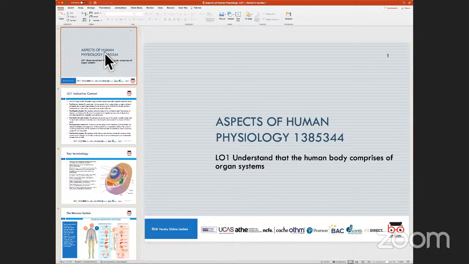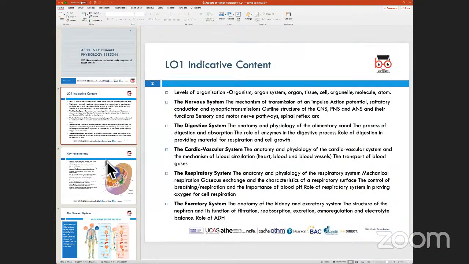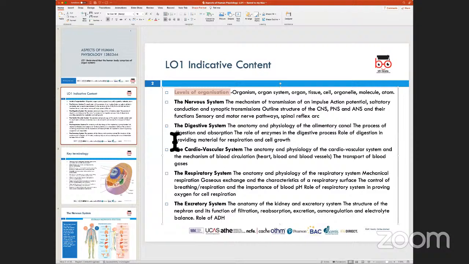Now, if I go into the basics of it, let's start with some of the key terminology to start looking at covering learning outcome 1. In learning outcome 1, we are looking at the bits which are coming from the indicative content, things like the level of organization. So you'll understand how the cell structure is within various organisms. We look at the 6 types of systems that the human body is comprised of. And that would be the essence of covering learning outcome 1.